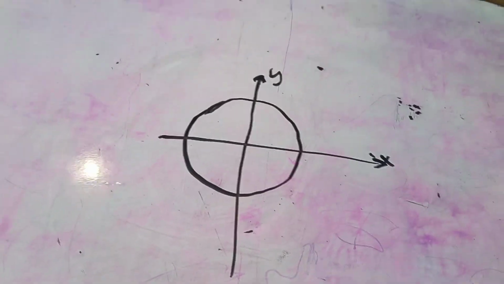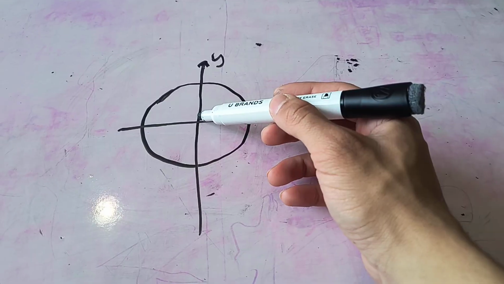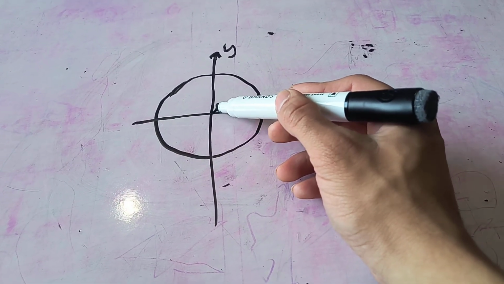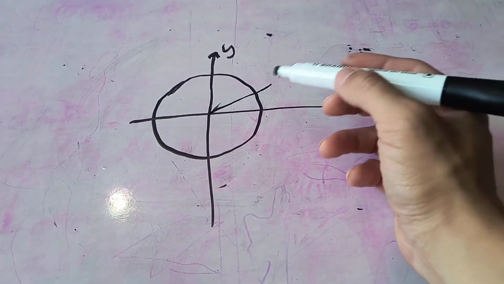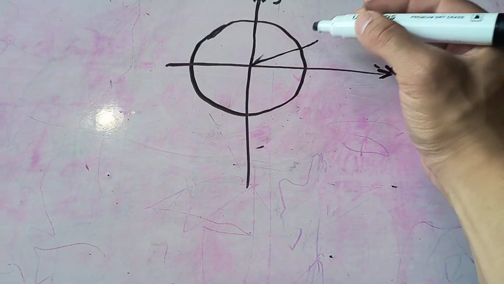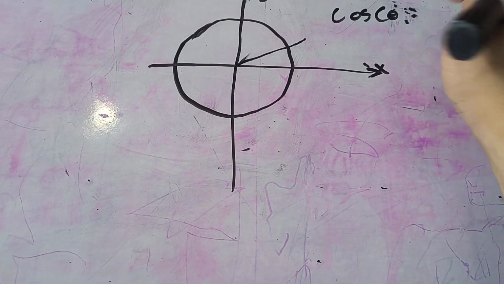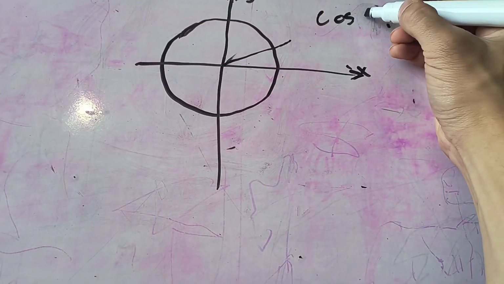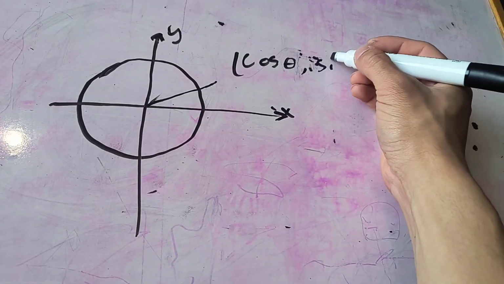Okay, I'm gonna show you guys something interesting. Let's say I would draw an angle, this angle right here, and the cosine and sine for this angle are going to be cosine theta, comma, sine theta.